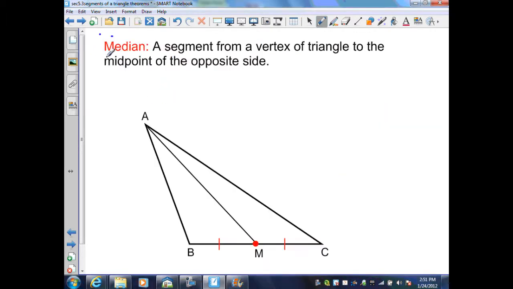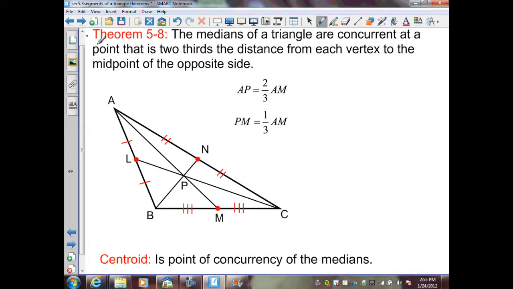A median of a triangle is a segment from the vertex of the triangle to the midpoint of the opposite side. Here we have a diagram. We have a segment from vertex A to the midpoint of segment BC, which is the opposite side of the triangle. Theorem 5.8: the medians of a triangle are concurrent at a point that is 2/3 the distance from each vertex to the midpoint of the opposite side.